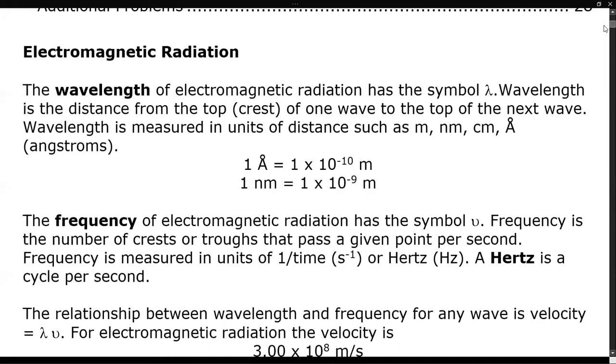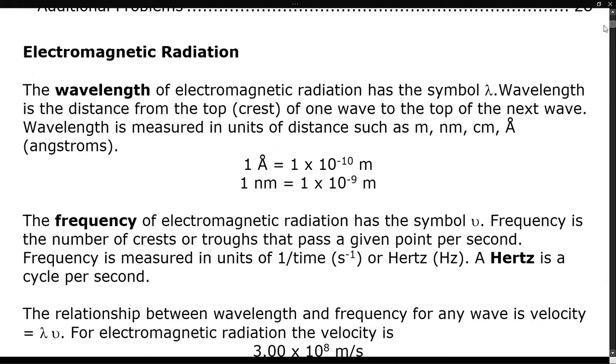Electromagnetic radiation behaves as a wave, which means it has a wavelength with a symbol lambda. This is the distance from the top of one wave or crest to the top of the next wave, or an equal point on one wave to an equal point on the next wave. Wavelength is measured in units of length, like meters, nanometers, centimeters, and so on. We'll focus a lot on nanometers in this chapter because visible light usually is measured in nanometers, and a nanometer is 1 times 10 to the negative 9th meters.